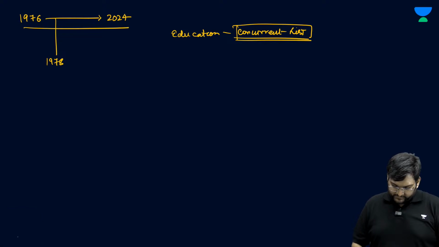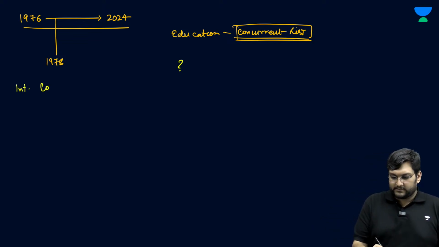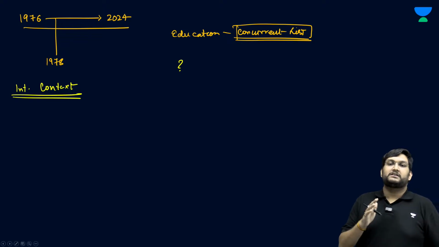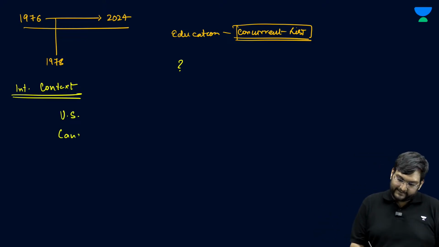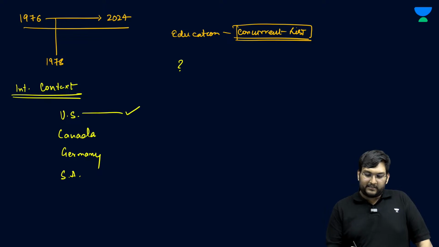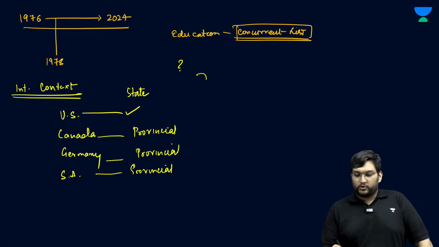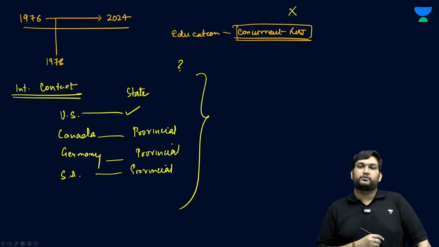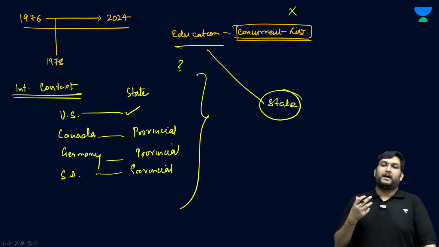Now the question is, should it remain there? First, let's look at the international context. When it comes to education, is education always with the center or with the state? In the US, in Canada, in Germany, and in South Africa, this is a state subject. In Canada, it is a provincial subject. In Germany, it is again a provincial subject. And in South Africa, it is also a provincial subject, which is basically a state subject. So the international precedent is that the concurrent list should not be the place where education is placed. It has to be the prerogative of the state so that it can develop its own understanding of education.